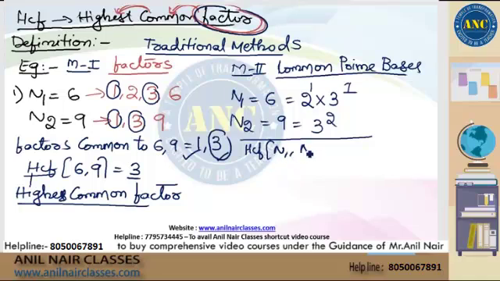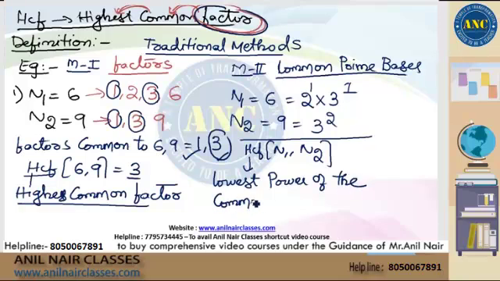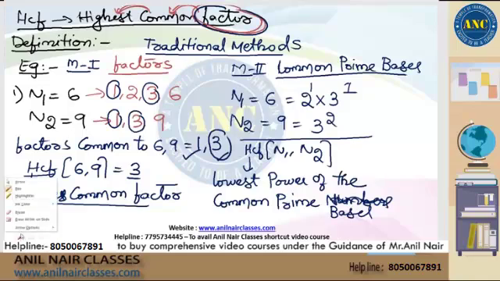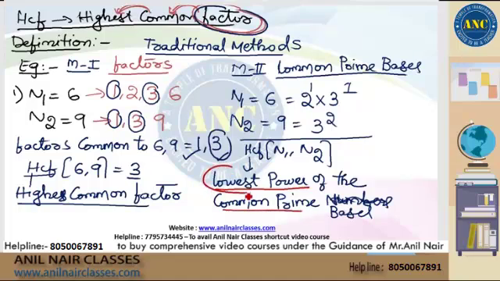If the given numbers are in prime bases, you have to take the lowest power of the common prime bases. HCF of given numbers is nothing but the lowest power of the common prime bases. Why only lowest? Because the lowest power will automatically be a factor of the given numbers.